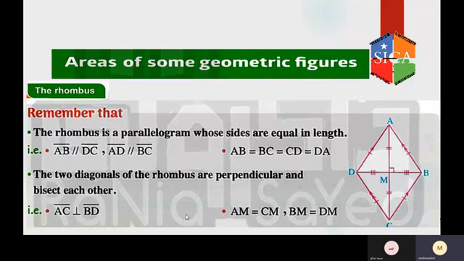The first figure is the rhombus. The rhombus is a parallelogram. It has all the properties of a parallelogram, which is: each two opposite sides are parallel, each two opposite sides are equal in length, the two diagonals bisect each other, each two consecutive angles are supplementary, each two opposite angles are equal in measure.